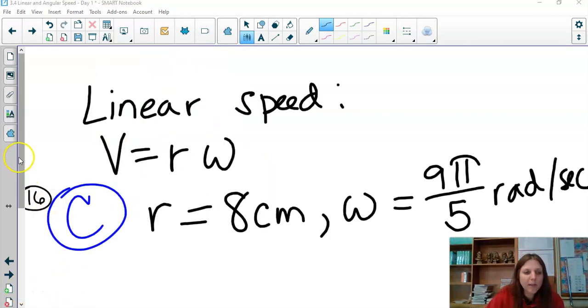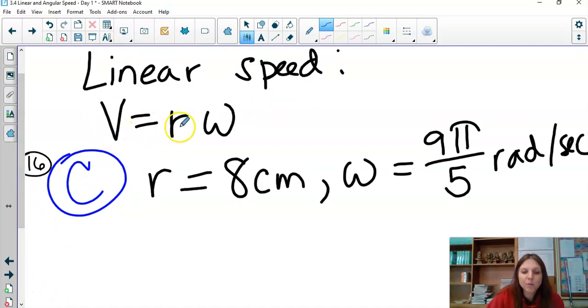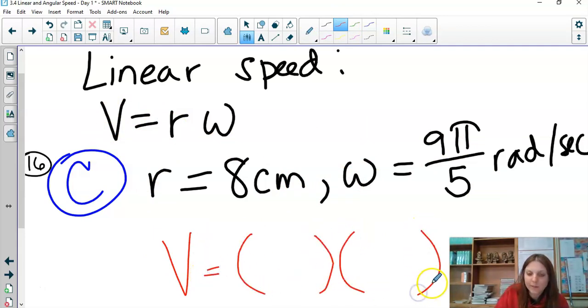The last formula that you're going to work with is the linear speed formula. V equals the radius times the omega. So this is the given information. This is number 16 in the book. Okay, look at what's given. Radius, omega, that means we're finding the linear speed, which is v. When the r and w are right next to each other, that means we are multiplying them.